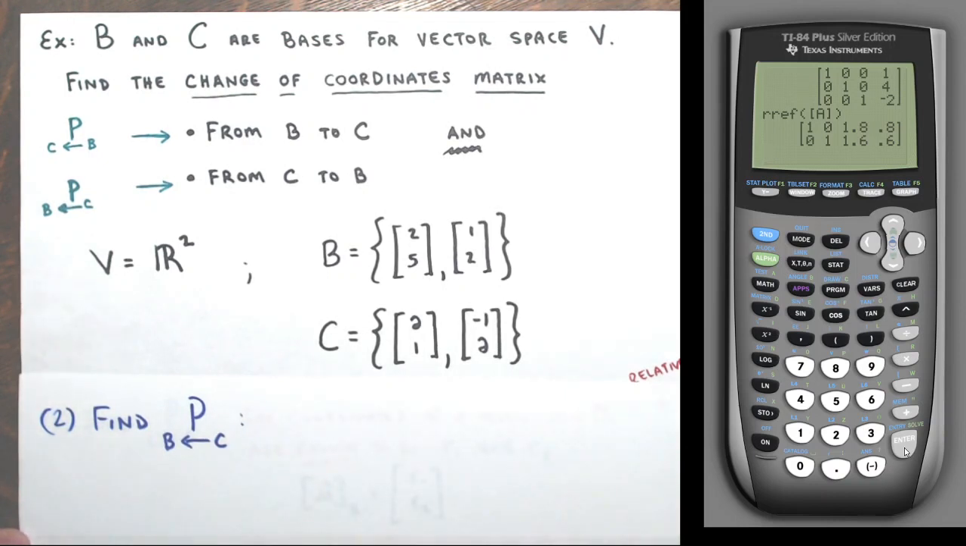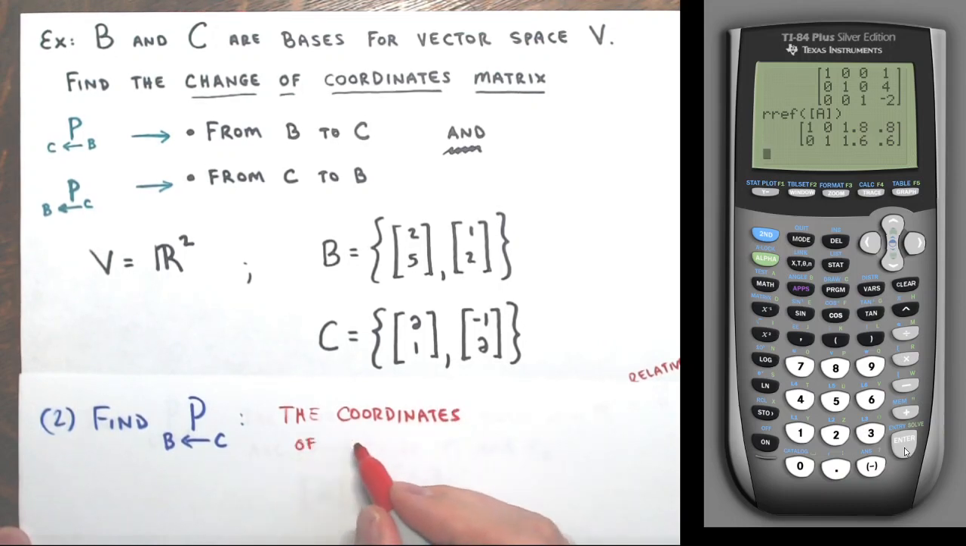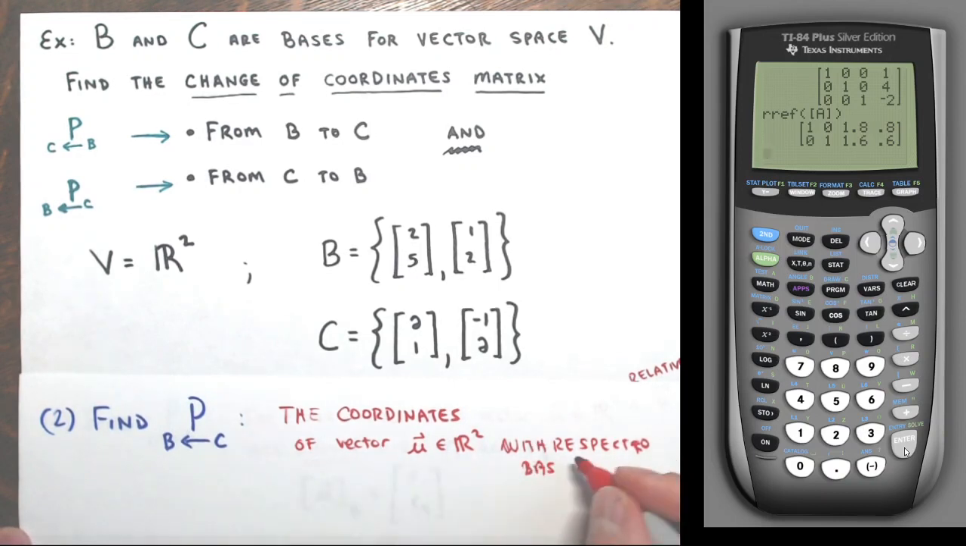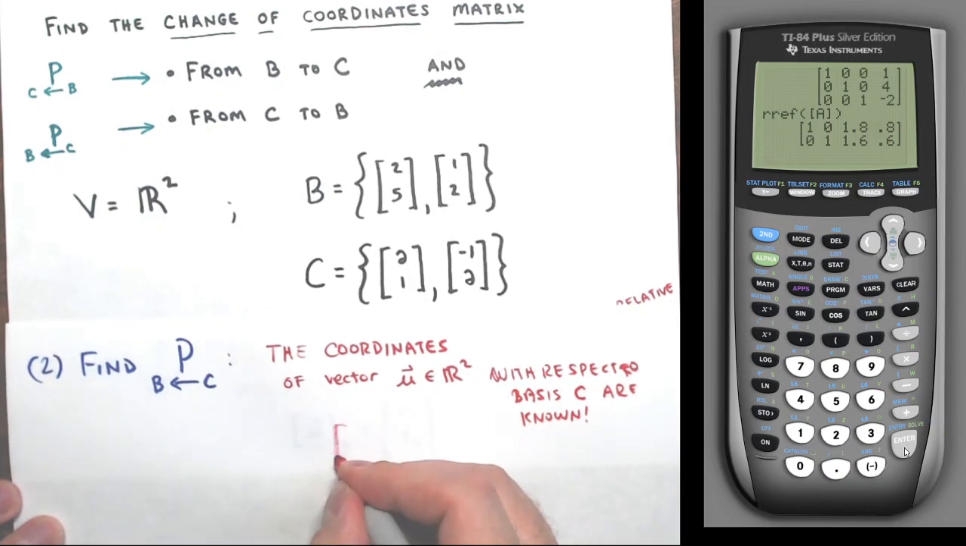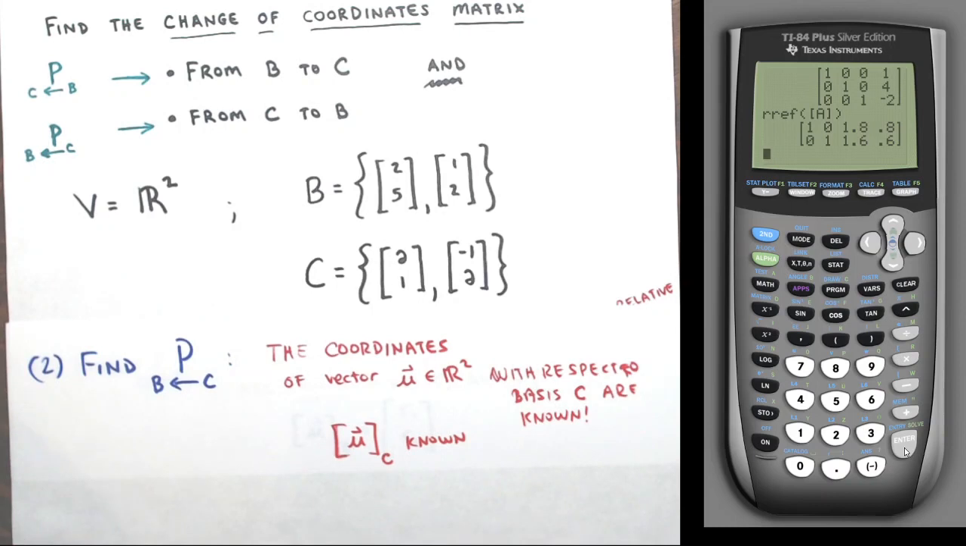All right, so this time the coordinates of a vector u, belonging to R2 again, with respect to C are known, and I want to find the coordinates of that same vector with respect to B. So this is known. And this was that, T1, T2.